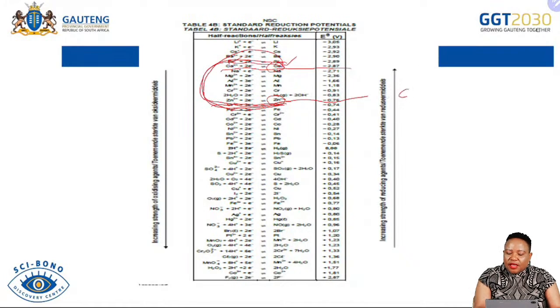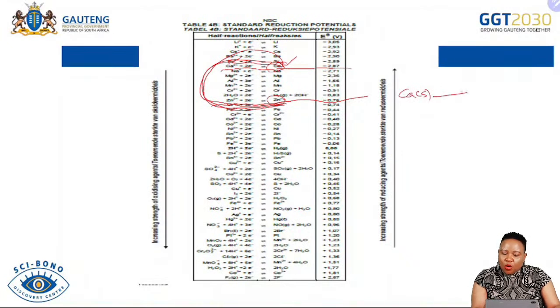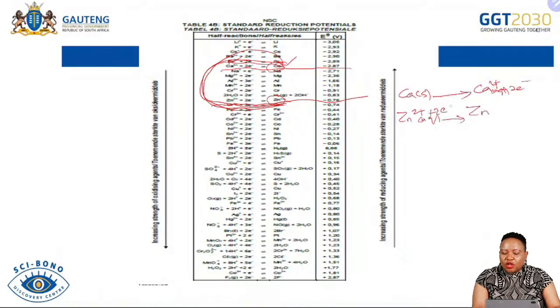So it's going to be Ca, which is our solid, because there is no ion showing that it's aqueous, going to, which is our single arrow, Ca2+ plus 2 electrons. The zinc one is going to be Zn2+, which is our aqueous, single arrow again, plus 2 electrons going to Zn, which is our reduction. So this is going to be our oxidation reaction, and this is going to be our reduction reaction. So we need to know how we write our oxidation and reduction reactions using the table.